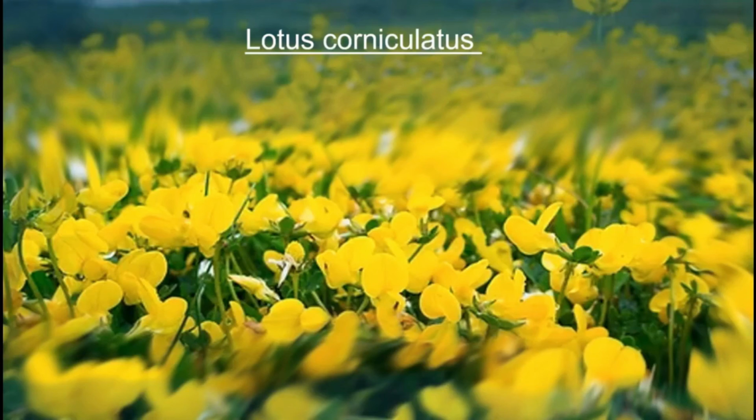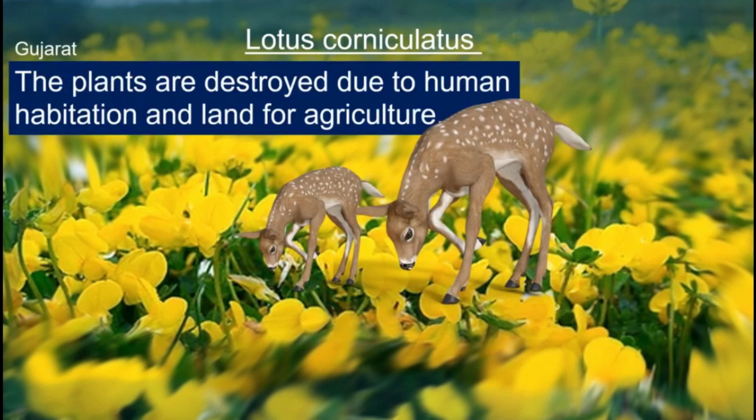And here is a plant called Lotus corniculatus, and it appears like this. Why is it so important? Because this is food for animals, but these plants are destroyed due to human habitations and land for agriculture. So for different reasons, the ecocycle is broken.